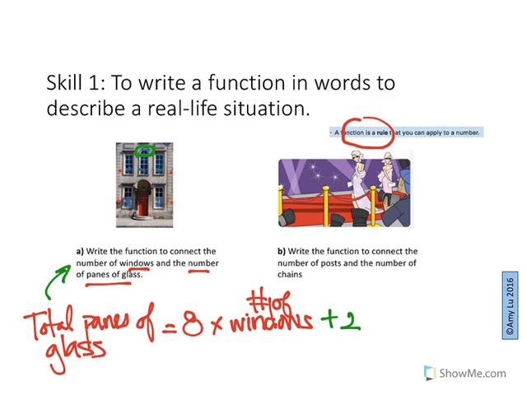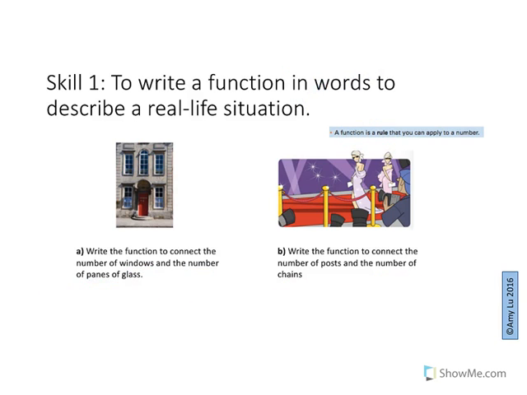In B, write the function to connect the number of posts, meaning these yellow things, and the number of chains, meaning these little red things. So at this time, pause. So the number of posts and the number of chains.